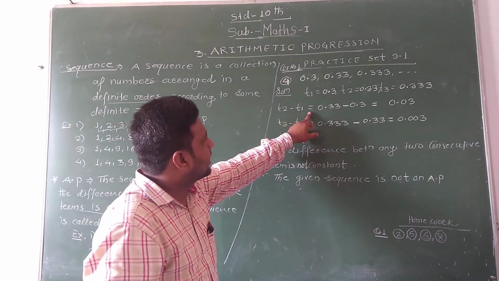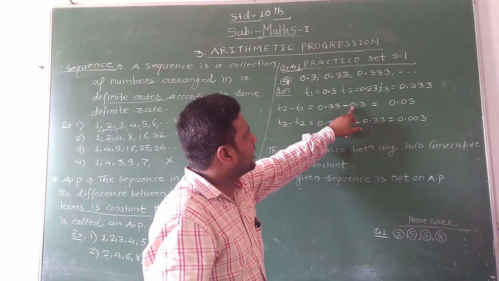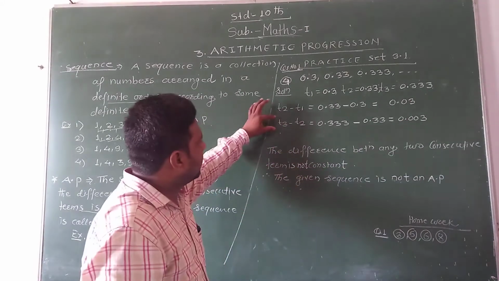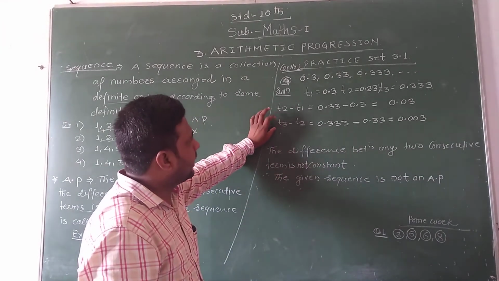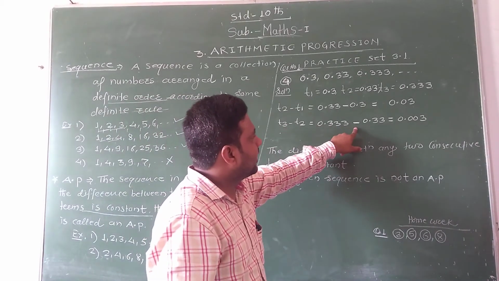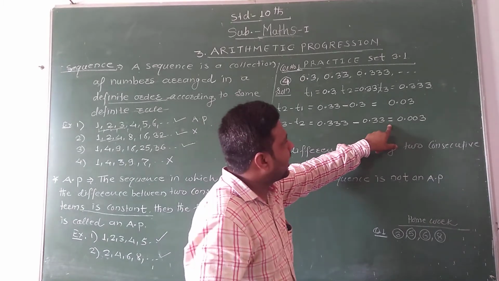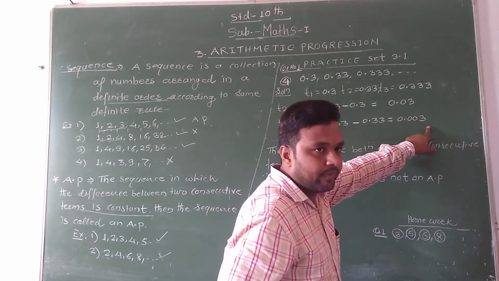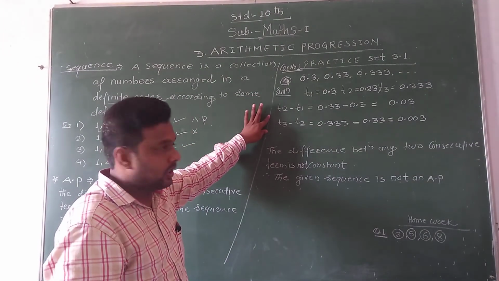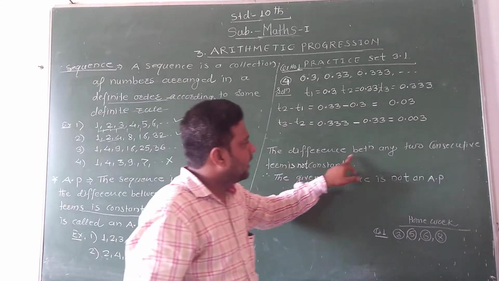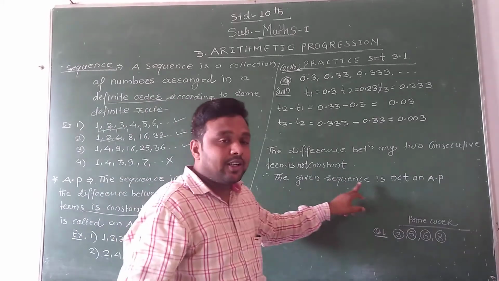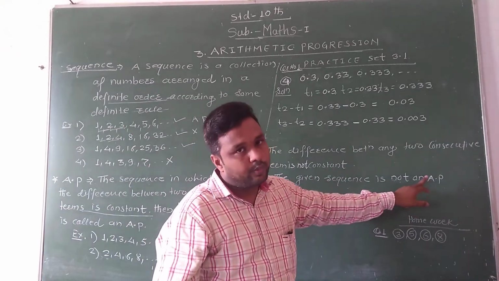Here we find out the difference between the consecutive terms. Therefore, T2 minus T1 is equal to 0.33 minus 0.3. This is equal to 0.03. Okay. And then the difference between the next two consecutive terms, T3 minus T2 is equal to 0.333 minus 0.33. Here we get the answer 0.003. Okay. Here we see the difference between two consecutive terms is not constant. Therefore, we write the difference between any two consecutive terms is not constant. Therefore, given sequence is not an arithmetic progression.